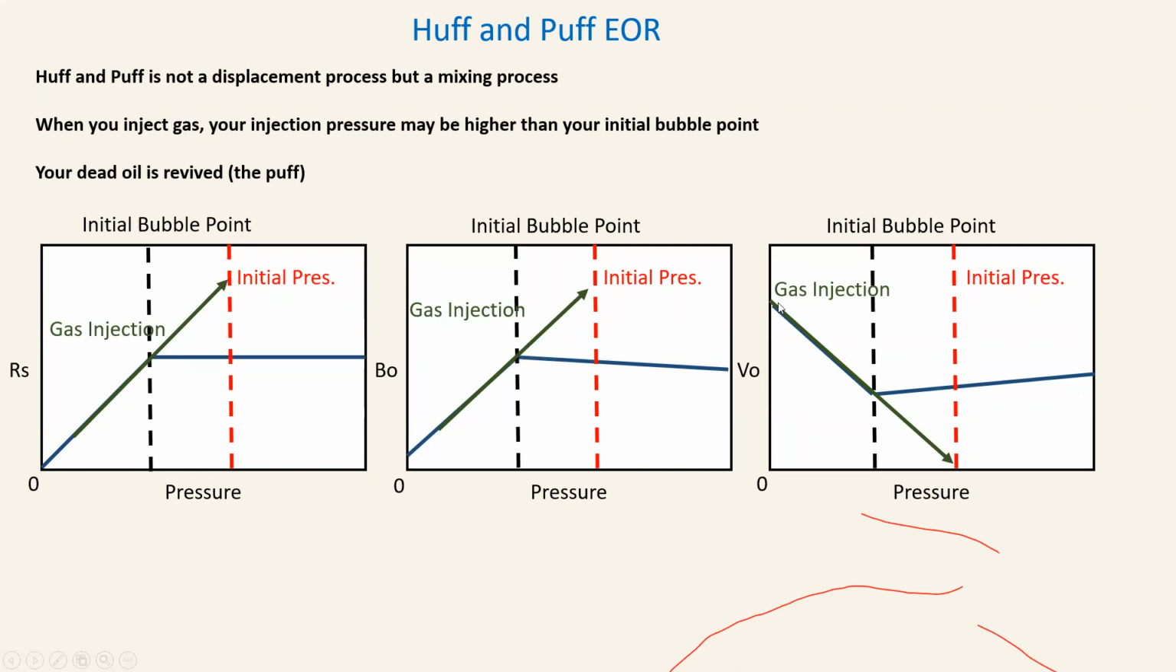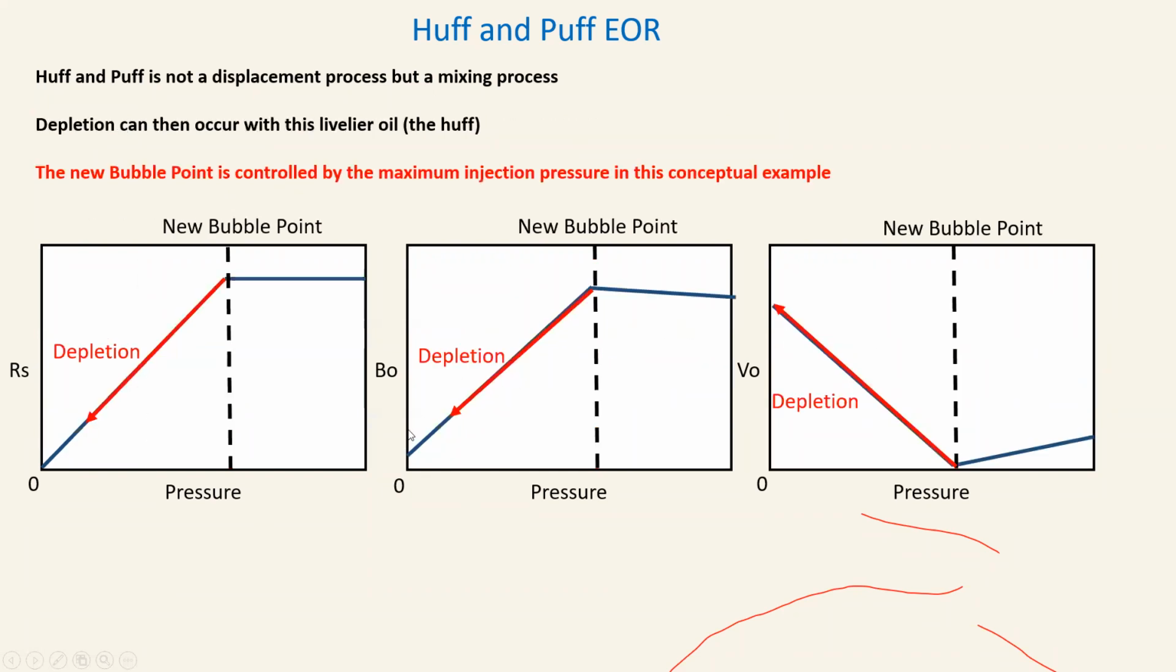So our B sub O goes up, our viscosity of oil goes way down, and it especially goes down compared to where it was when the reservoir was depleted. And then we deplete again, and we get more oil out. So that's Huff and Puff EOR: we revive the oil, produce it, revive the oil, produce it, revive the oil, produce it. And in this case, this is a very simplistic picture.